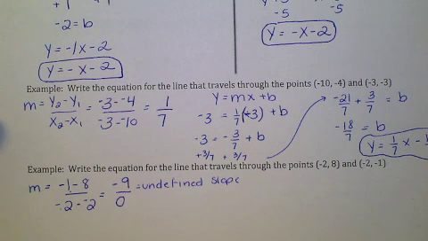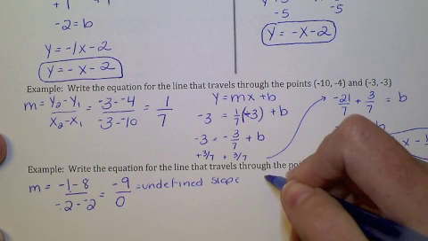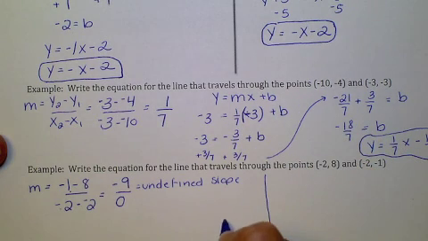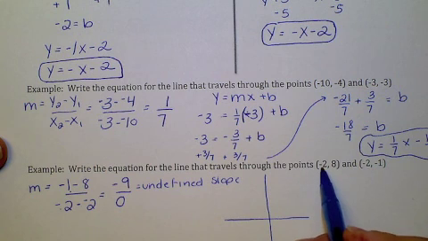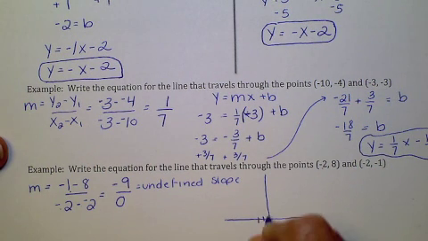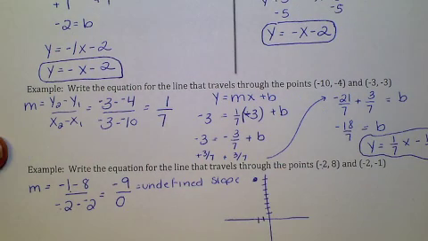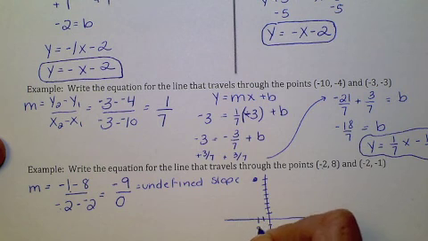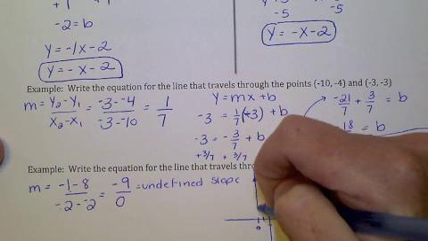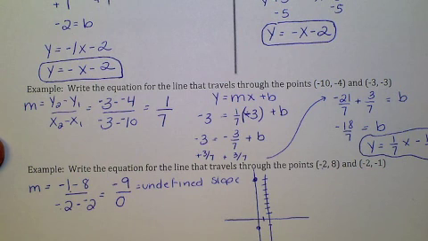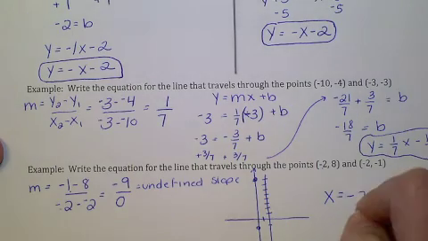This is weird. You know what, let's just plot these points and see if we can figure out what's going on here. So (negative 2, 8), real quick, doesn't have to be perfect. Okay, so there's a point on the line. (Negative 2, negative 1), there's a point on the line. If I connect these, hopefully you recognize that that makes a vertical line. And the vertical line is always going to have the equation of x equals a number. So that number is just negative 2.